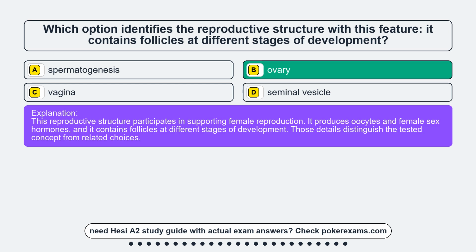This reproductive structure participates in supporting female reproduction. It produces oocytes and female sex hormones, and it contains follicles at different stages of development. Those details distinguish the tested concept from related choices.